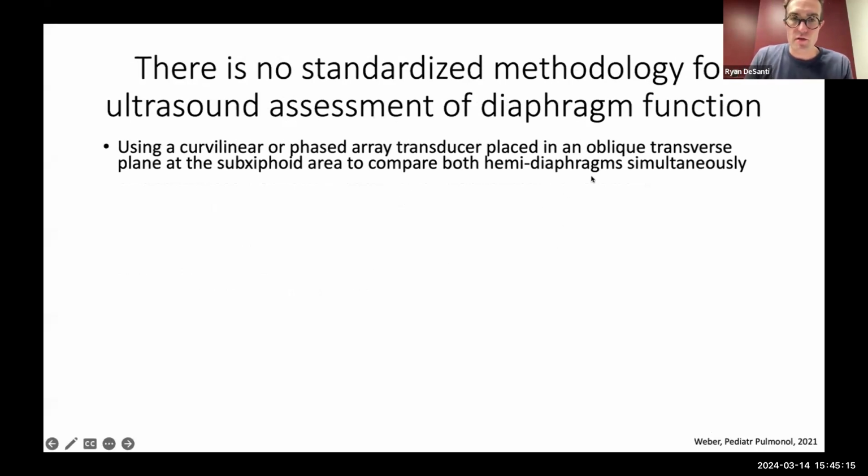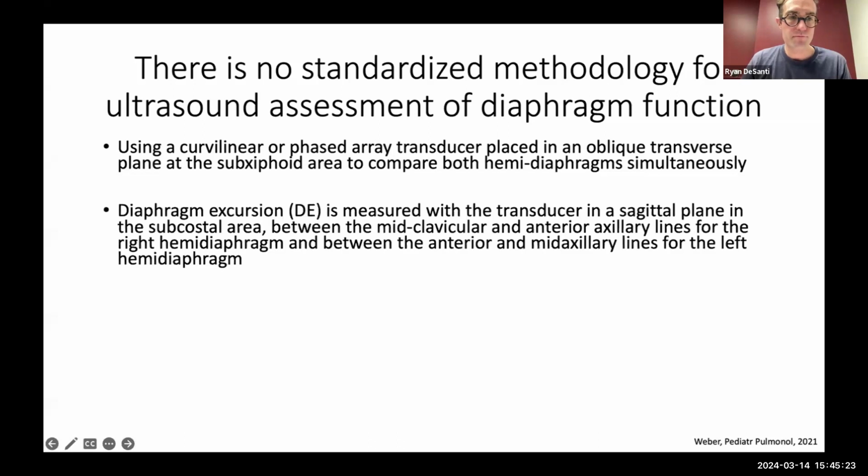Typically we would start out in the transverse plane in the subxiphoid area, which will allow us to evaluate both hemidiaphragms simultaneously. And then move towards individual evaluation of the left and right hemidiaphragm. It can be done subjectively or objectively using diaphragm excursion. The diaphragm excursion is a measurement of how much the diaphragm moves in the sagittal plane during inspiration and expiration.